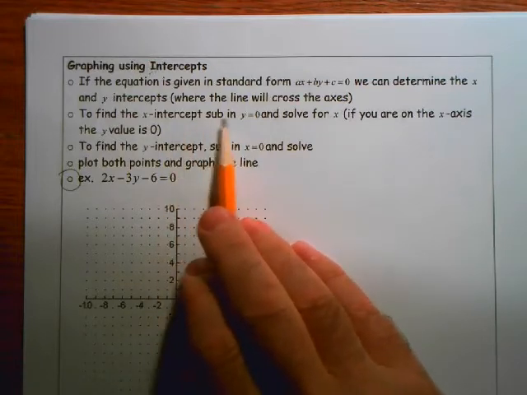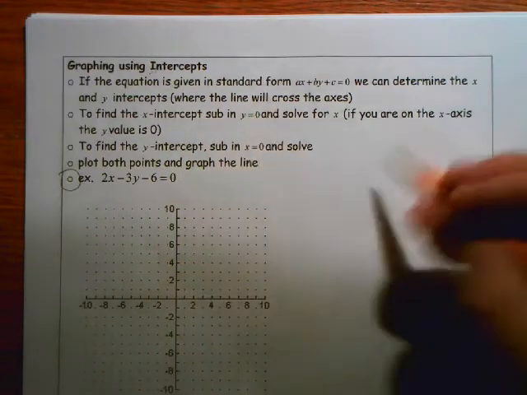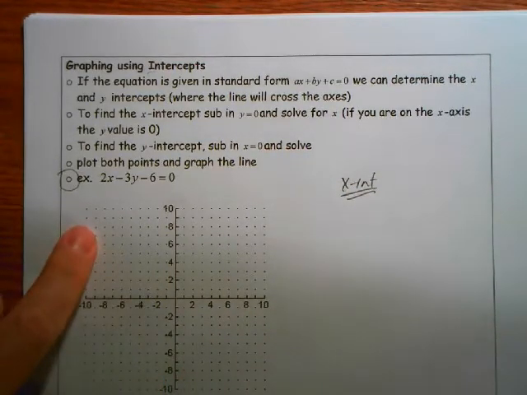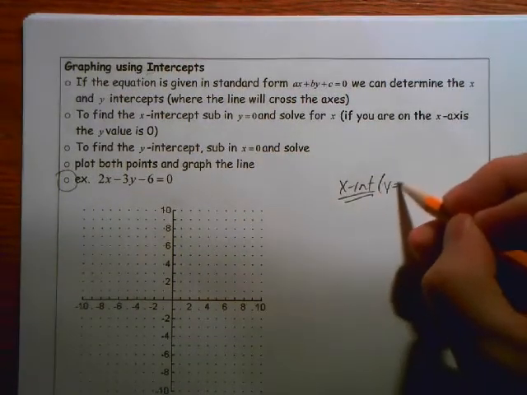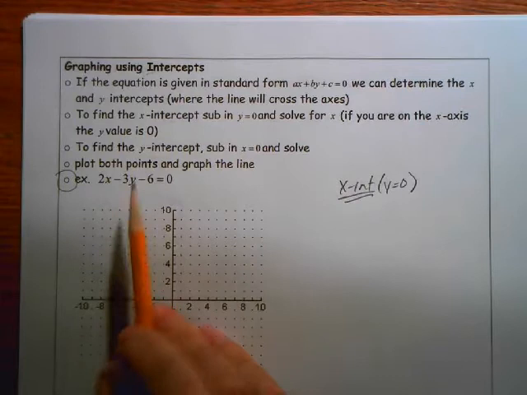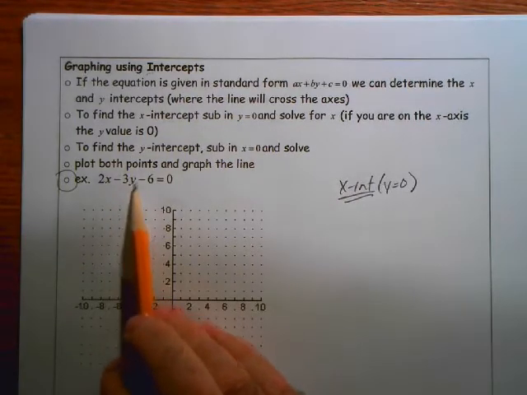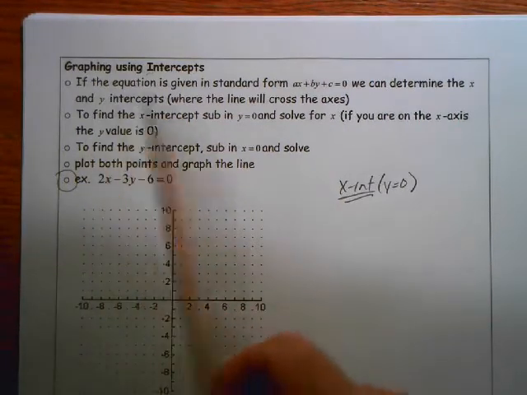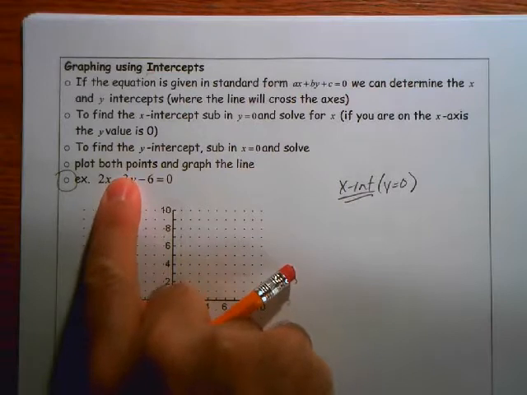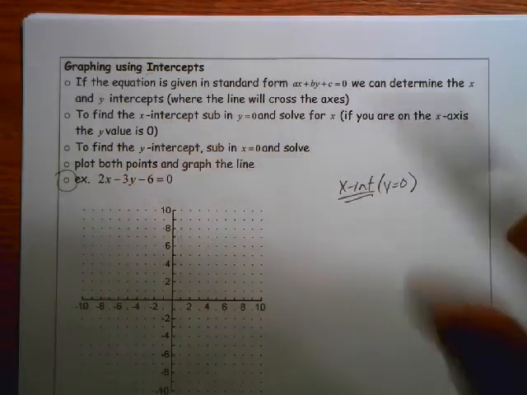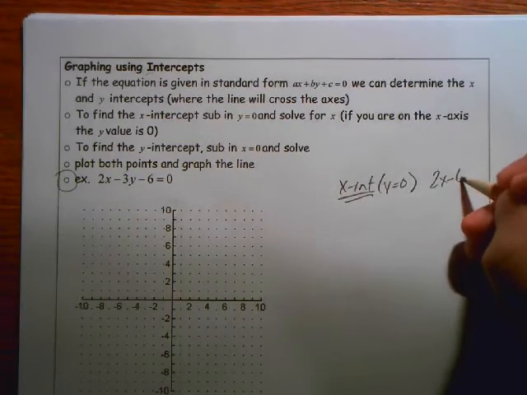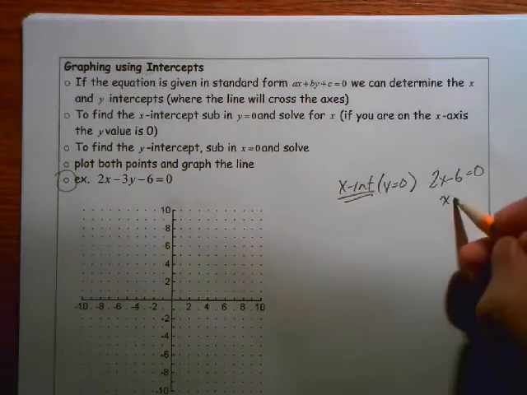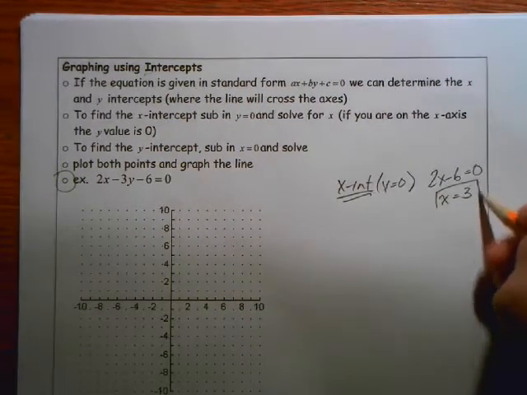To find the x-intercept, sub in y equals 0. So if I'm looking for the x-intercept, I go to the equation and set y equals 0. So there's the y, and that's going to change to 0. What happens to this whole term? Well, that's 0, so it's basically not there any longer. I just cover it up with my finger, and I get what's left over: 2x minus 6 equals 0. If I solve for this, that eventually would tell me x equals 3.